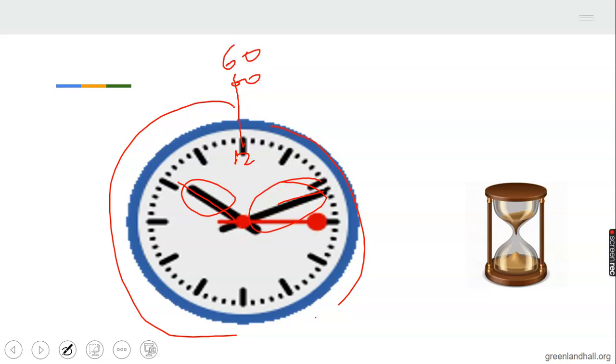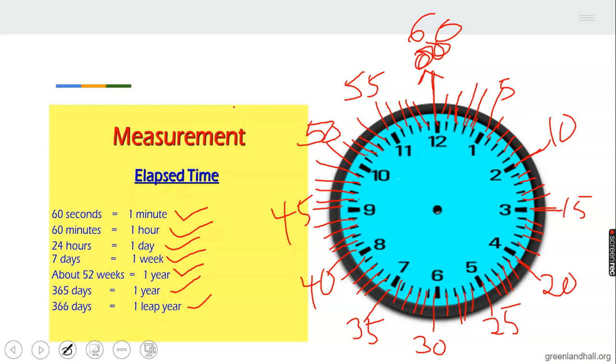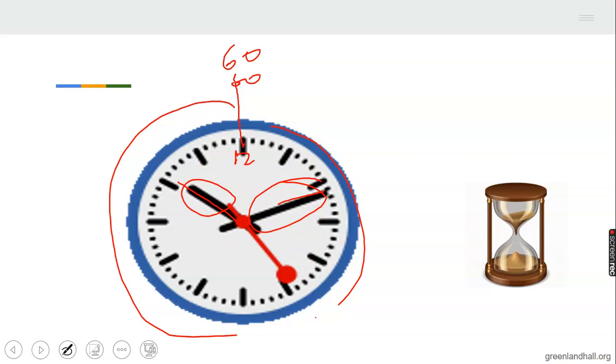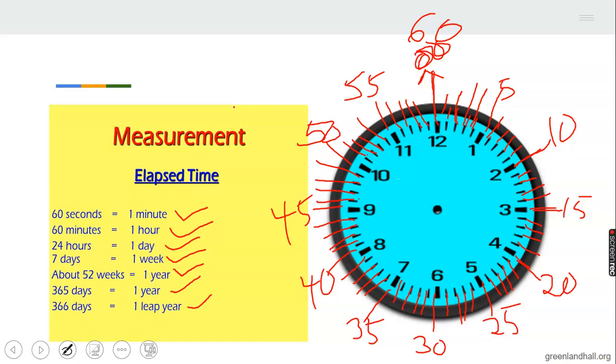Is that okay? Sometimes it does not move smoothly round like that. It goes one by one, boom, boom, boom, boom, and then it goes round 60 times like that. This one is more or less like running. It's not counting one after the other. Sometimes they count one after the other. You are going to see that later on. Okay, so by the time that second hand moves round the wall clock, then you have 1 minute.